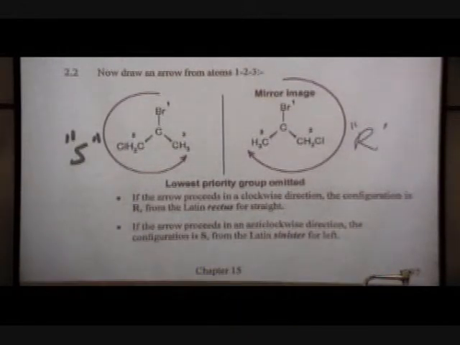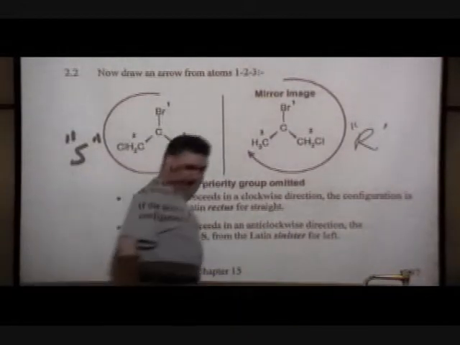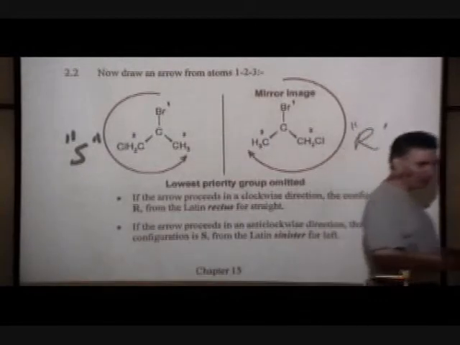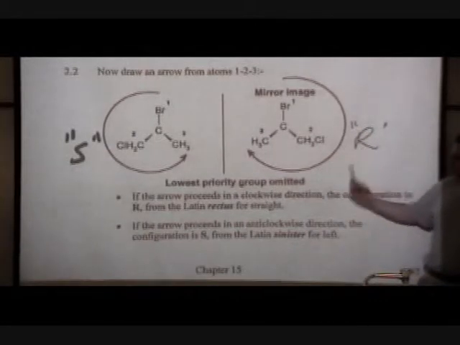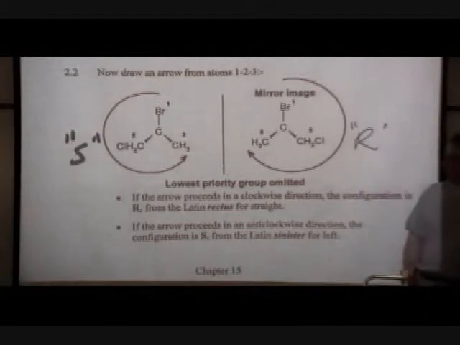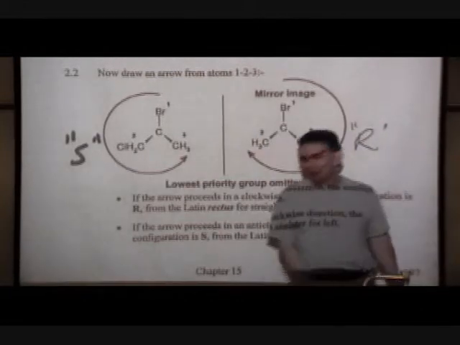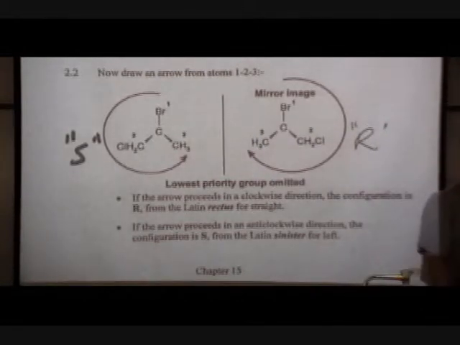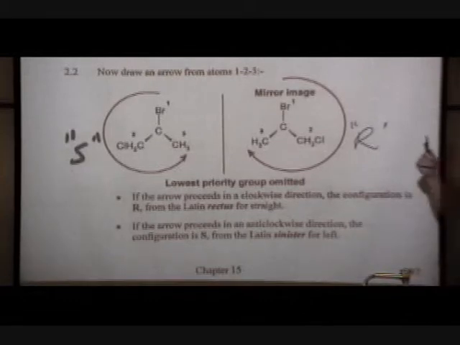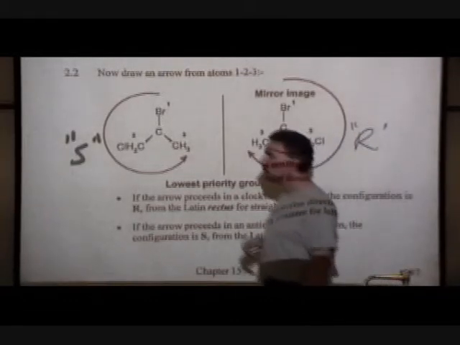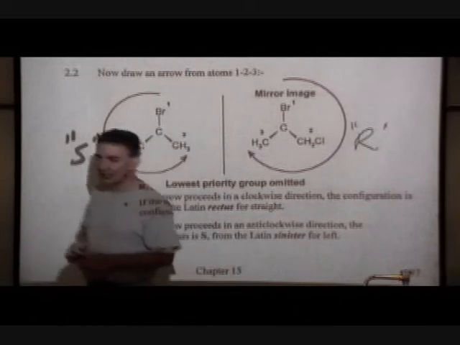Hand on the clock ticking in a clockwise direction, that's the right way for the hand to tick, and not the stupid way. The three highest priority groups counted clockwise, it's the R. Counted counterclockwise, it's the S.